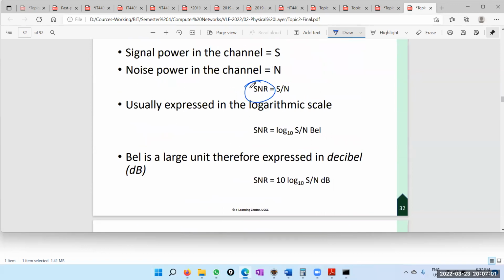So either you can take it as S divided by N, or log 10 S divided by N. Or you can even give it as 10 log 10 S divided by N.